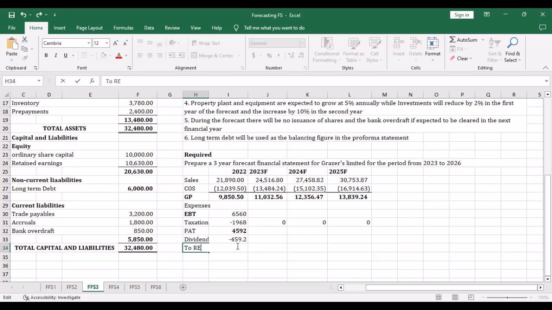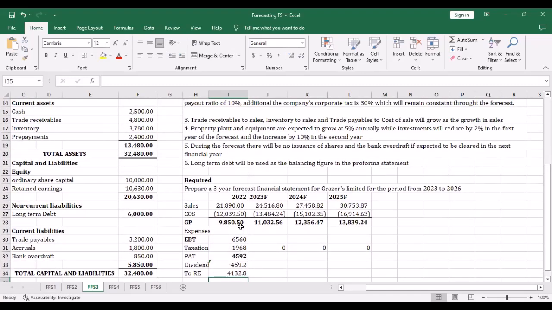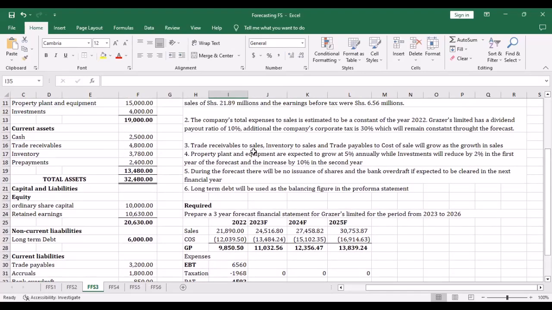So what goes to retained earnings? It will be equal to this one plus the last one here, isn't it? Enter. So remember, we had not finished on this one. So we will find the expenses here, isn't it?